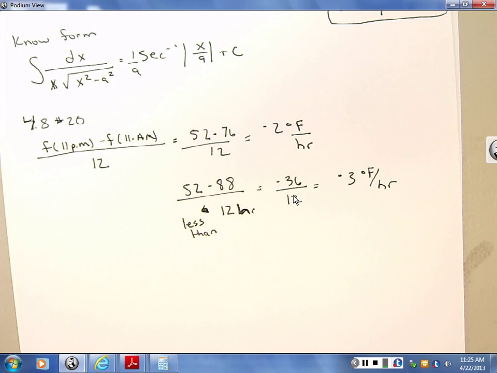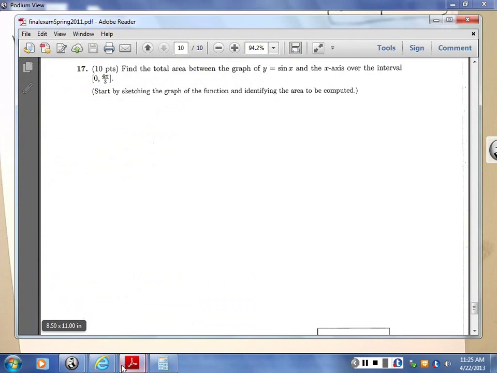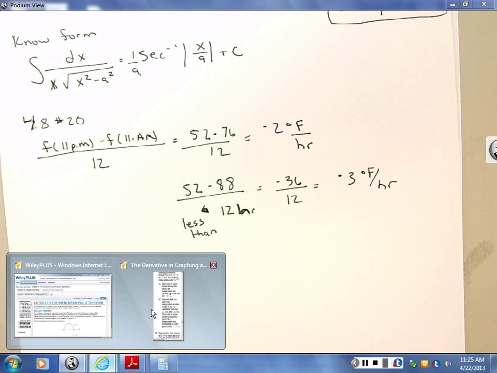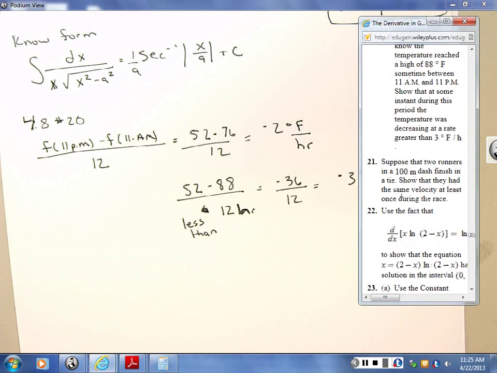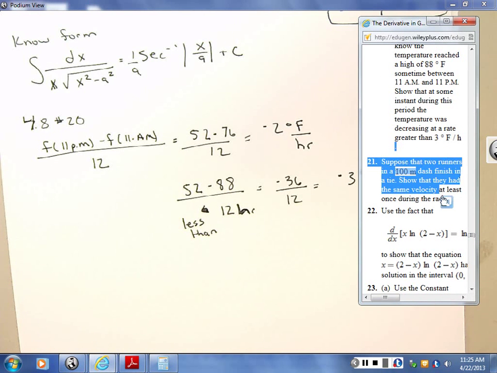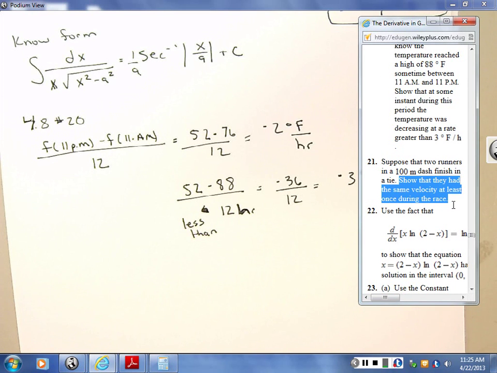So is this the same concept as number 21? Yes. So number 21: suppose that two runners are running a 100-meter dash and they tie at the finish line. Show that they have the same velocity at least once during the race. Well, they have the same average velocity. If they start at the same time and stop at the same time, their average velocity is the same.